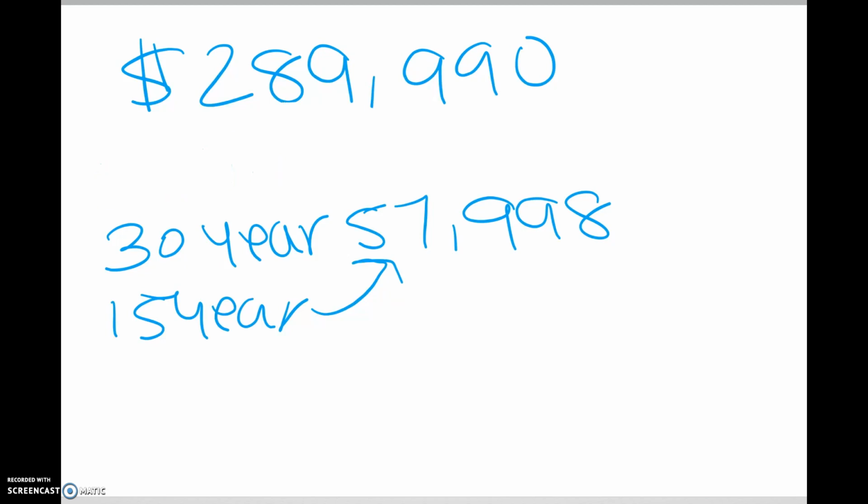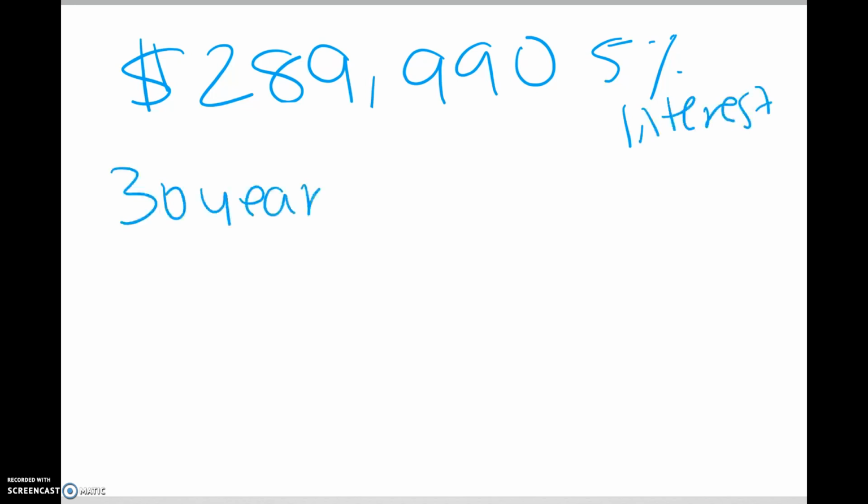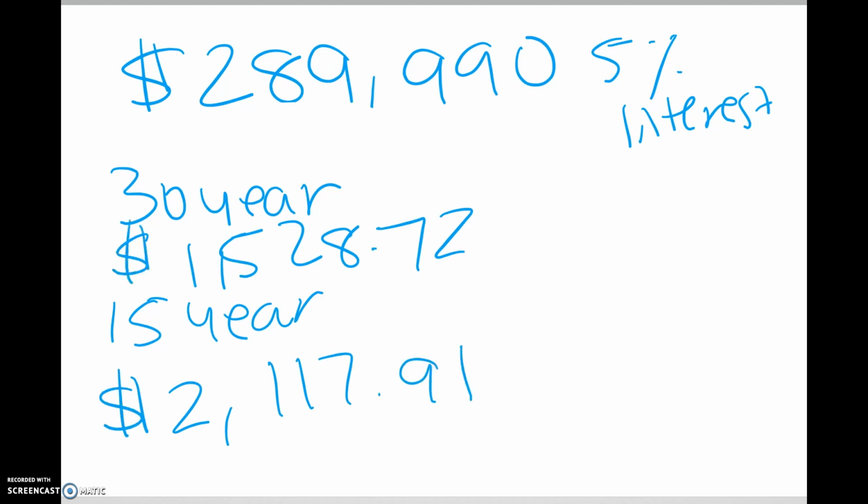And then for the monthly payment at 5% interest for the 30-year loan is going to be $1,528.72. And we basically just use a mortgage calculator for this. And for the 15-year loan, it is going to be $2,117.91. And to do this, we use mortgagecalculator.com, and we just input 5% interest, 20% down payment, and we put the total amount of the house.